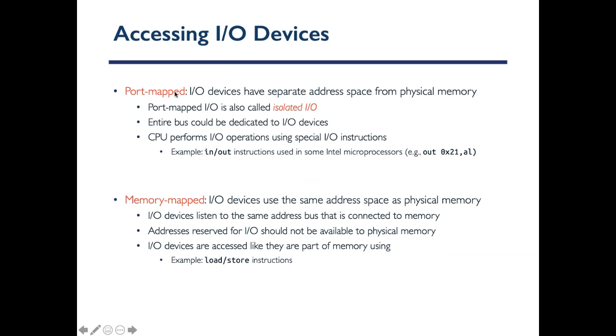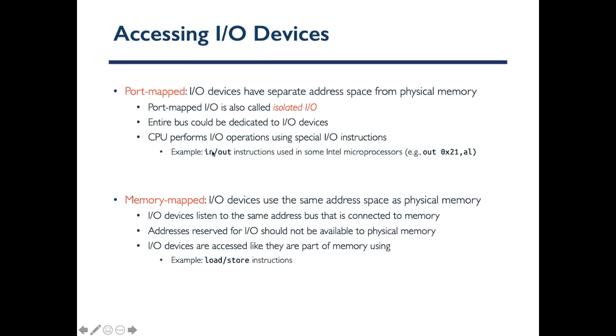With port mapped I/O, the devices have their own separate address space that is separate from the physical memory. How can we accomplish this? We can have a separate bus for our I/O devices. Every time the CPU wants to communicate with I/O devices, it uses a certain set of addresses and communicates through the I/O bus. So it's completely isolated from memory.